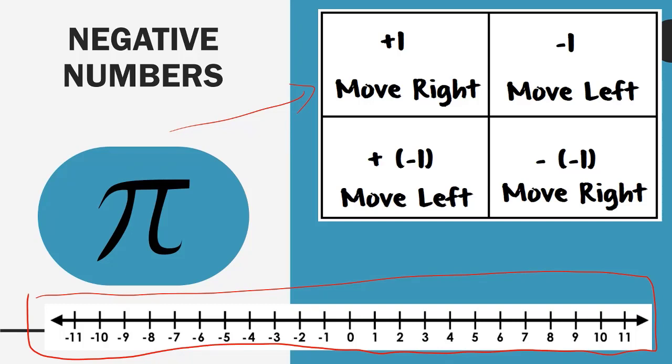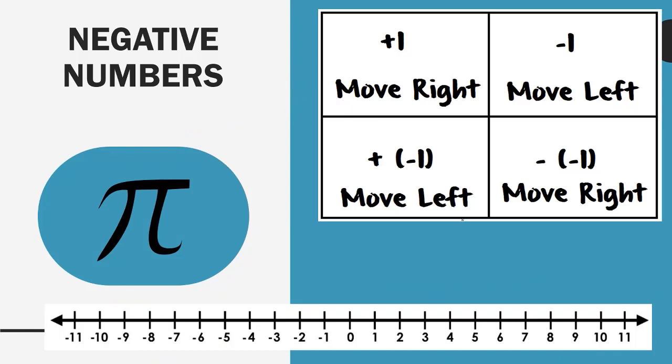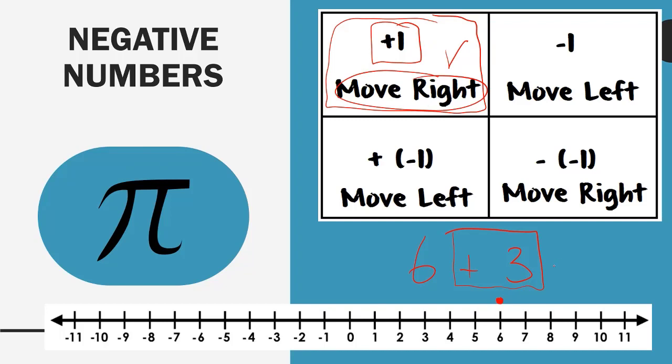I'm quickly going to go through a question. Let's just say I've got 6 plus 3. I would start here on the number line at 6, and we all know what happens when we add a positive number: we move right. That's what this box talks about. So when you add a positive number, you move right on the number line, and you guys know that already. You know this one too: when you take away a positive number, you move left on the number line.